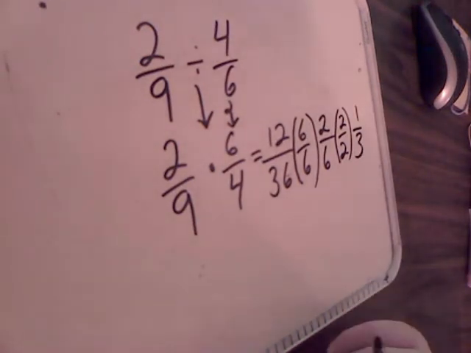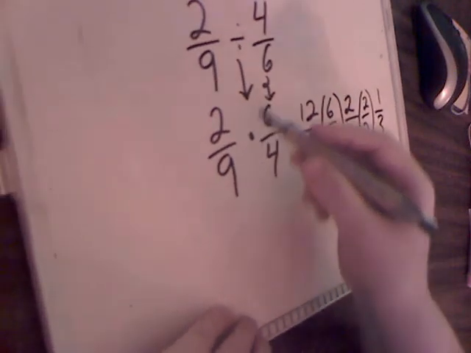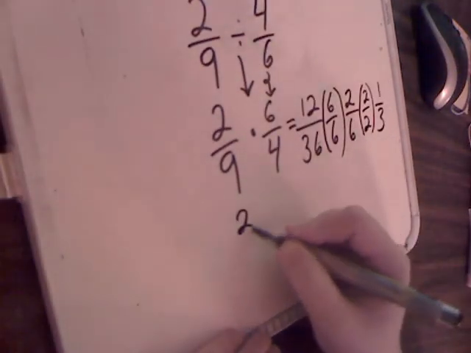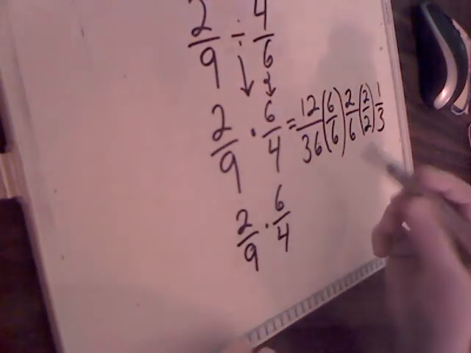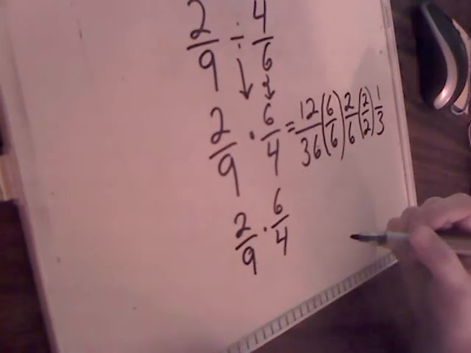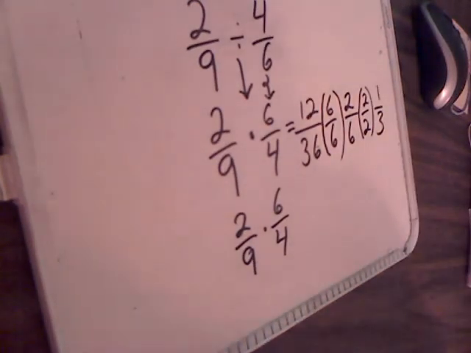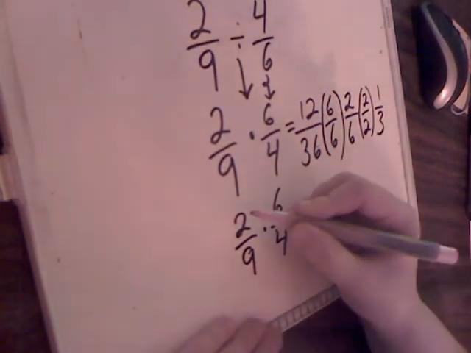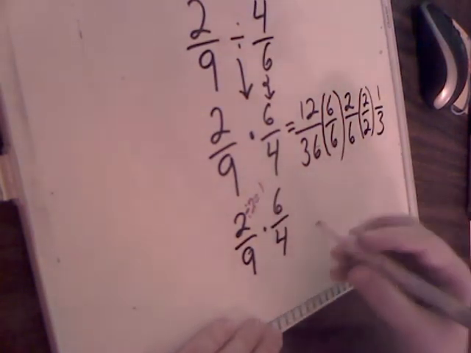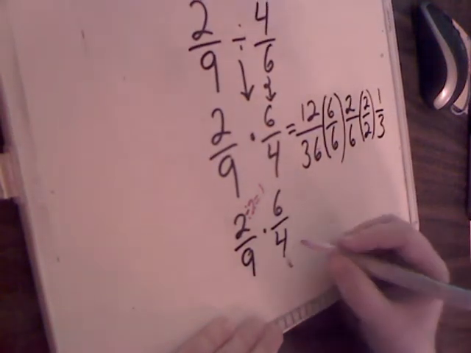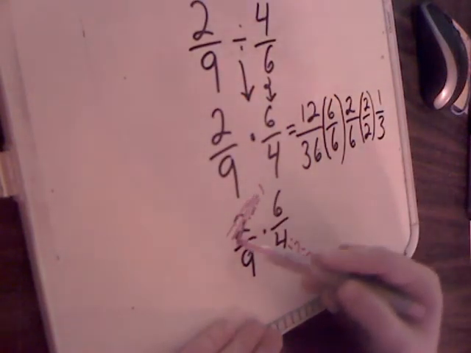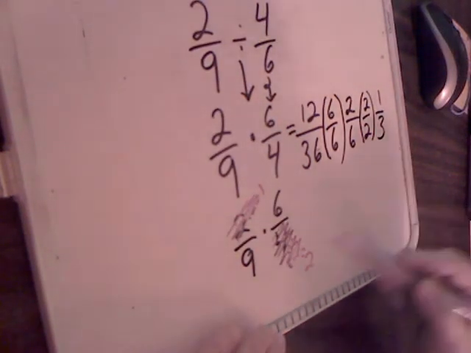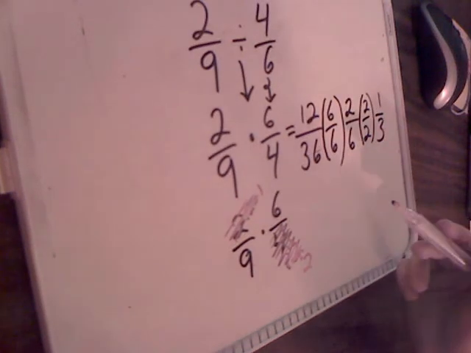There's another way to do this. Same problem, so we're just going to rewrite this again. 2/9 times 6/4. We've already multiplied the reciprocal up here. No need to do it again. Now what you can do is you can look and you can see that 2 and 4 have the factor 2 in common. So you can divide 2 by 2 and get 1. Divide 4 by 2 and get 2. So this disappears and that disappears because you're dividing by the same factor.